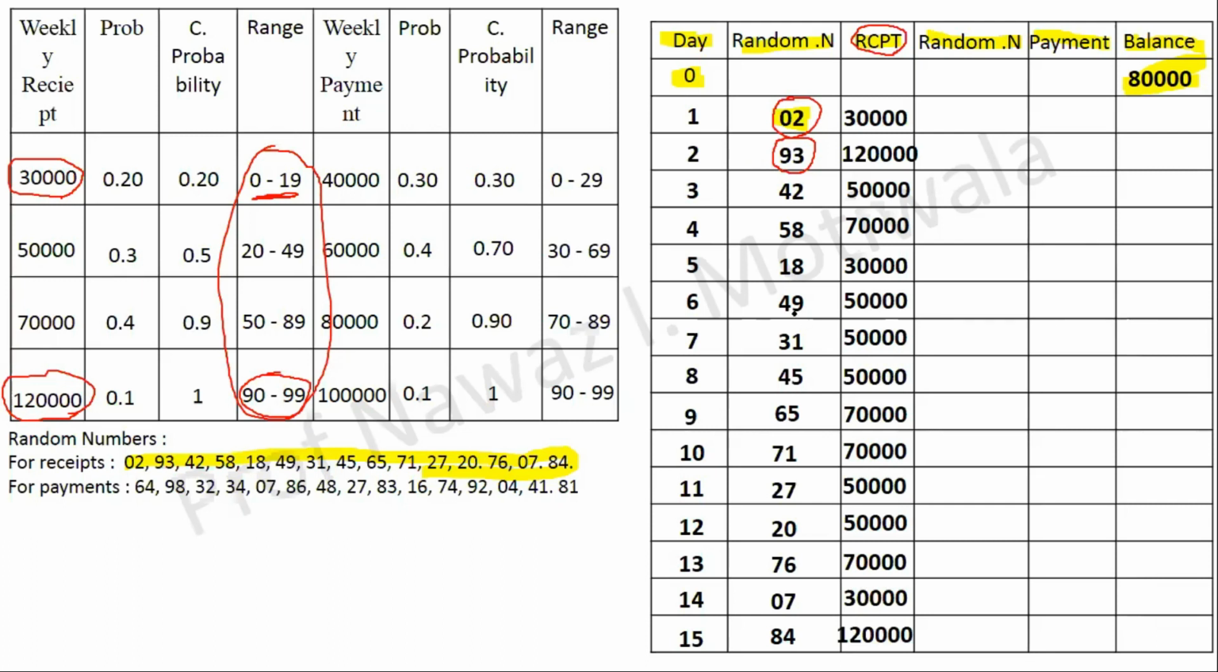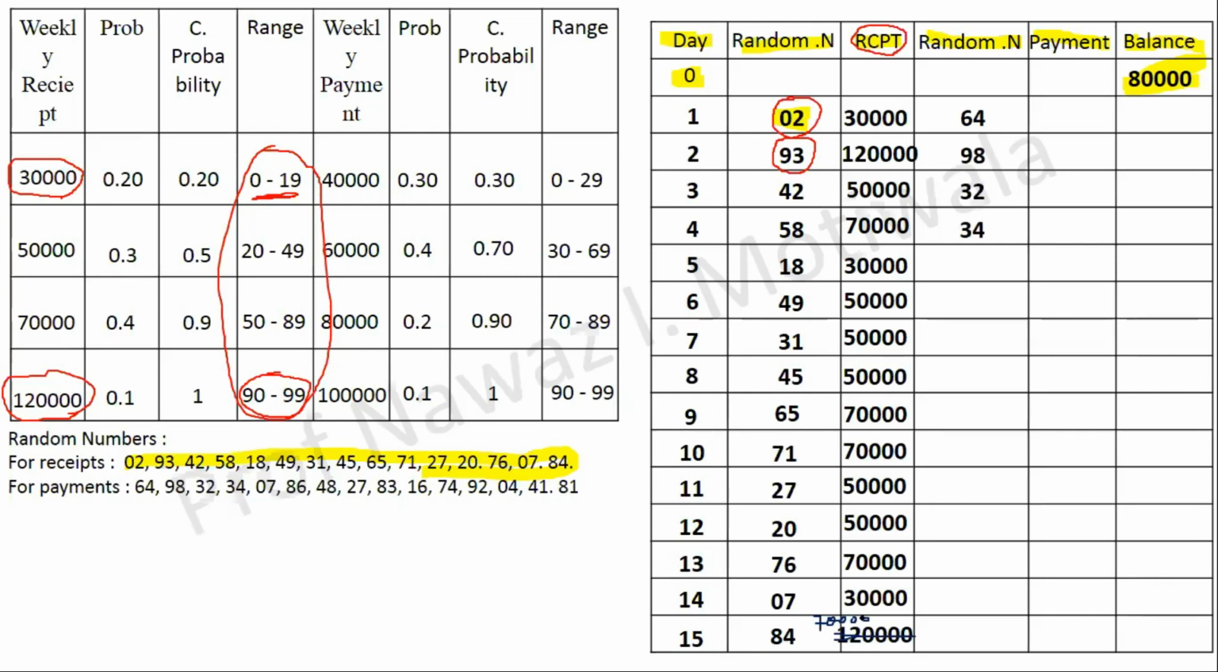For 84, yes, there is a mistake here. For random number 84, it lies in the range of 50 to 89, so it will be 70,000. Yes, correct. So someone start with the random numbers for the payments.